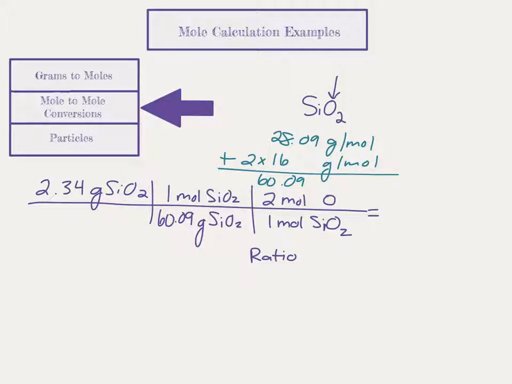Now all we need to do is multiply across the top and divide by the bottom to arrive at our answer, which is 0.0779 moles of oxygen atoms.